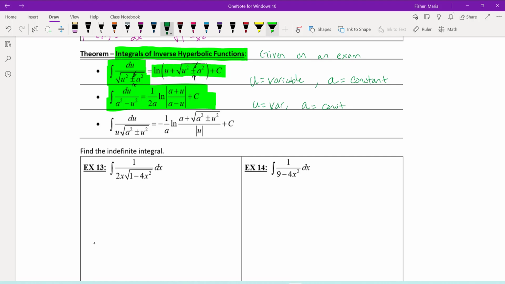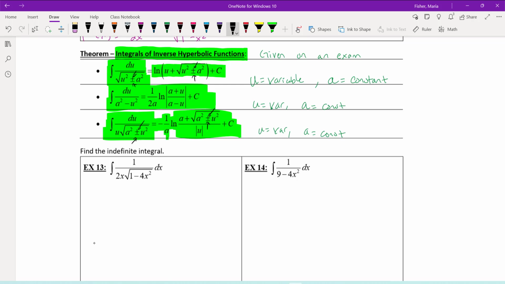Finally, the indefinite integral of du over u times the square root of a squared plus or minus u squared is going to equal negative 1 over a times the natural log of a plus the square root of a squared plus or minus u squared all over the absolute value of u plus c. And again, u is equal to your variable and a is equal to your constant. And as we said before, if you're given a plus sign, your answer has a plus sign. If you're given a minus sign, your answer has a minus sign.